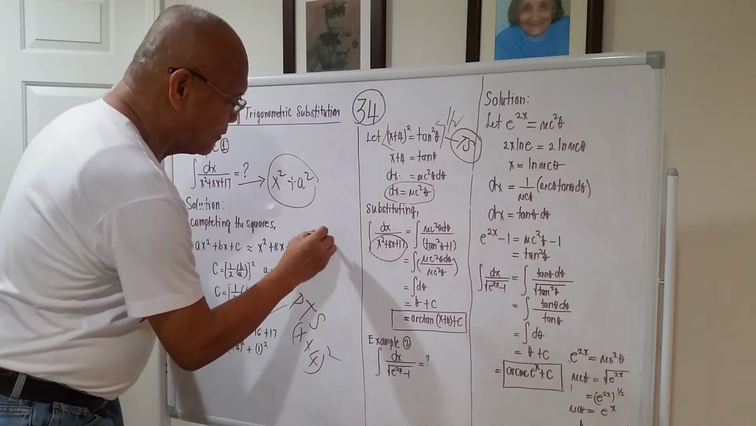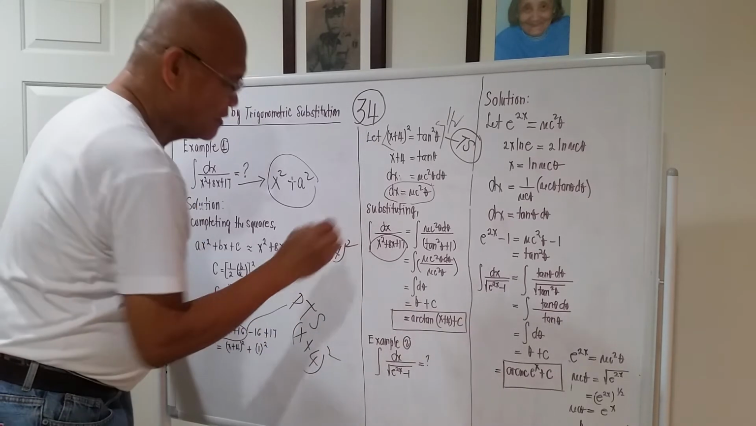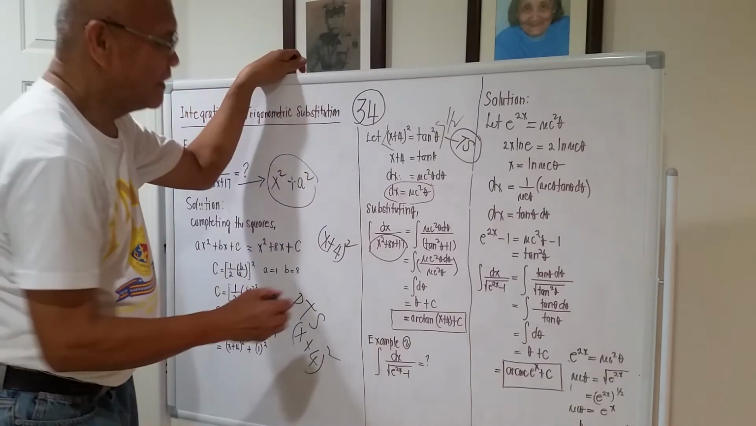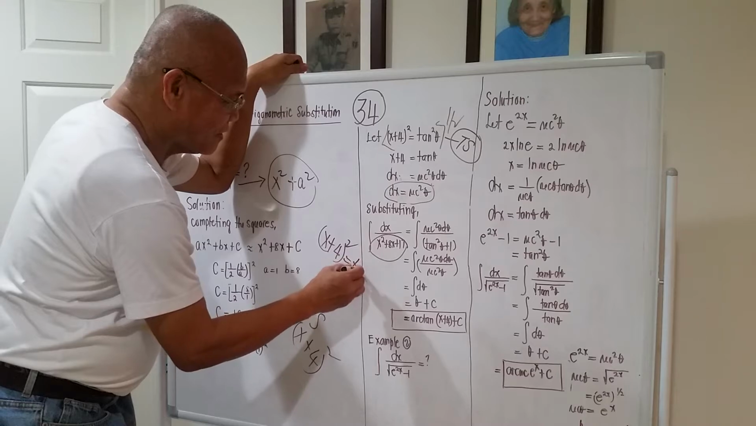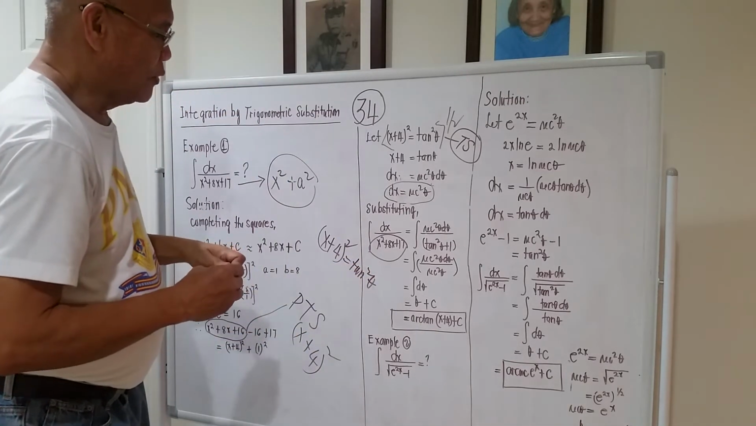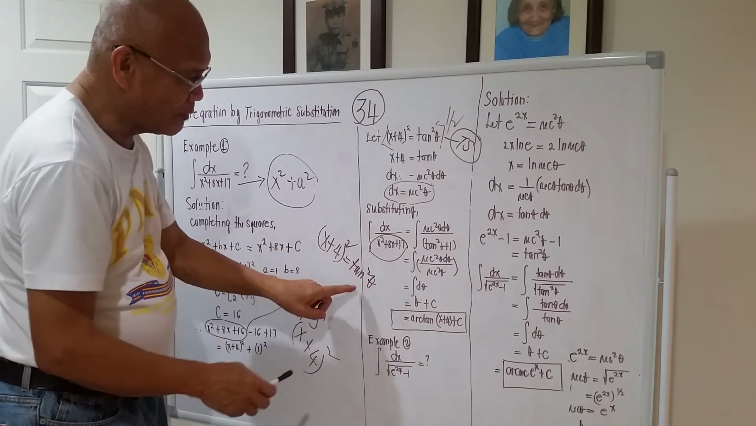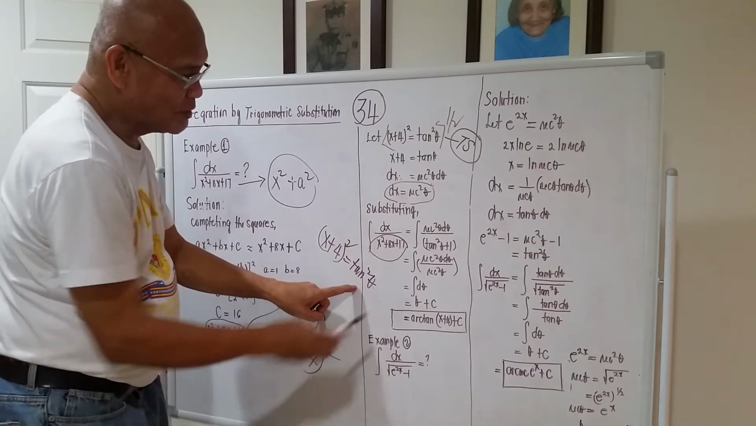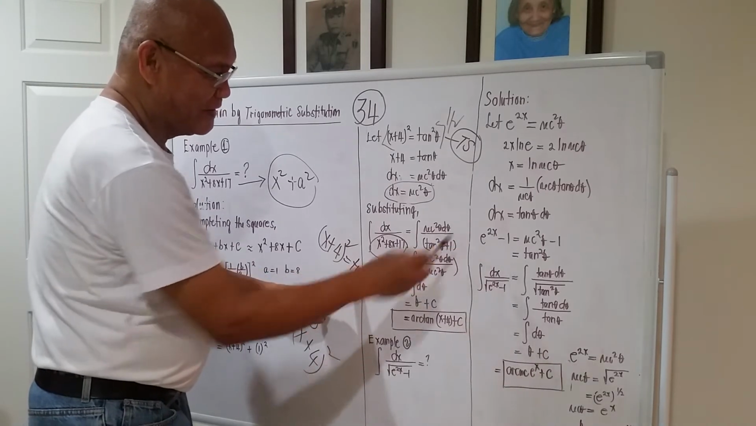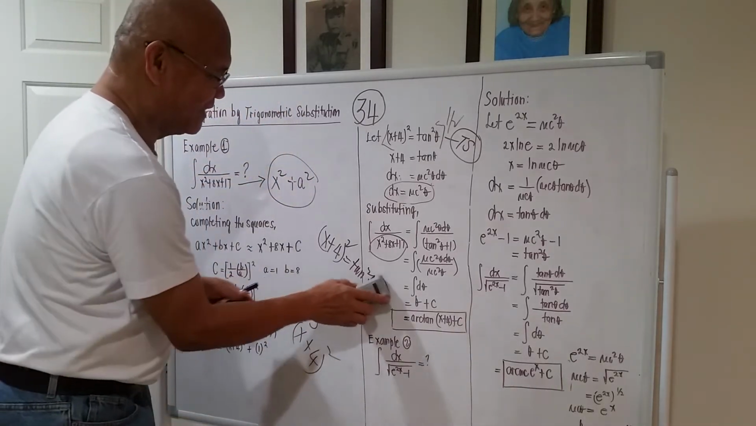This is factorable to (x plus 4) quantity squared, right? And that is tangent squared of theta. So we replace the term (x plus 4) squared by tangent squared of theta. So that's now tangent squared of theta, plus 1. You got it? It's easy.